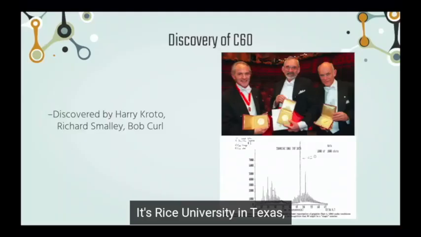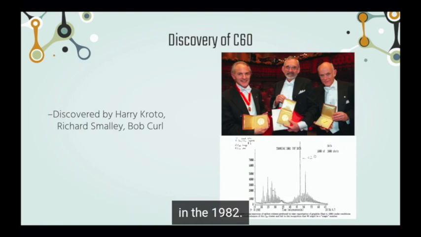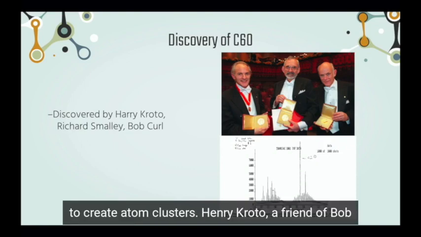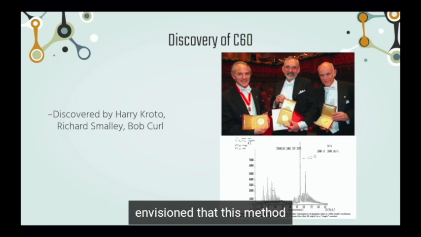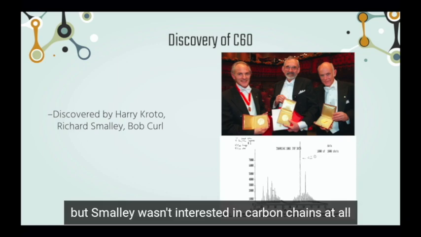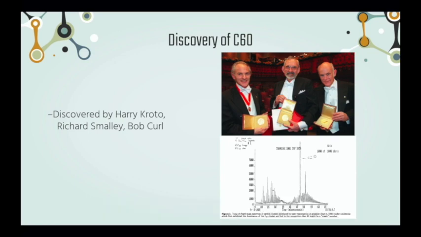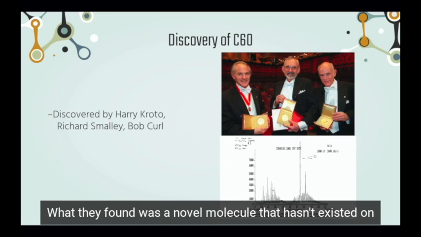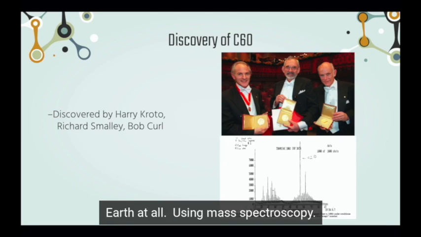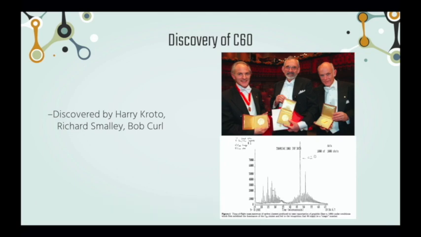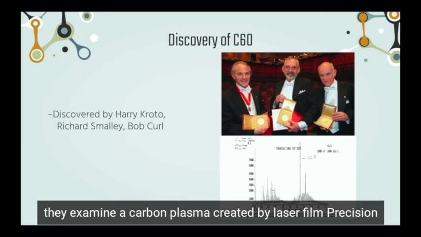At Rice University in Texas, Richard Smalley and Bob Curl created laser vaporization in the 1980s to create atom clusters. Harry Kroto, a friend of Bob, envisioned that this method could also form long carbon chains. But Smalley wasn't interested in carbon chains at all. Eventually, however, he agreed to do the experiments with Kroto. What they found was a novel molecule that hadn't existed on Earth at all. By using mass spectroscopy, they examined the carbon plasma created by laser vaporization.